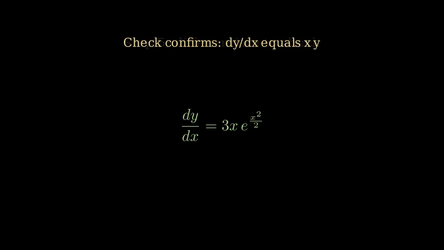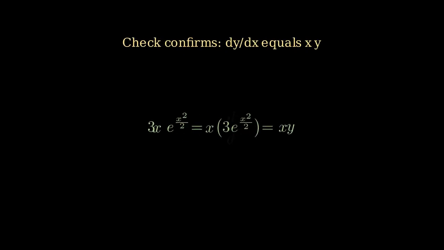Notice that this equals x times our original solution for y. So the derivative of y with respect to x does equal x times y, exactly as the original equation required. The solution checks out.